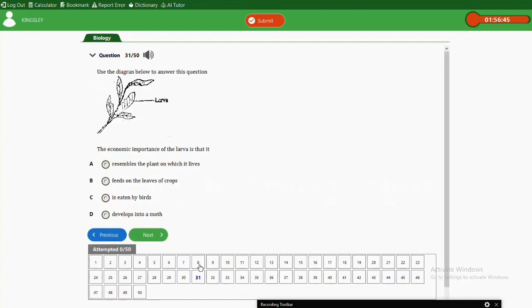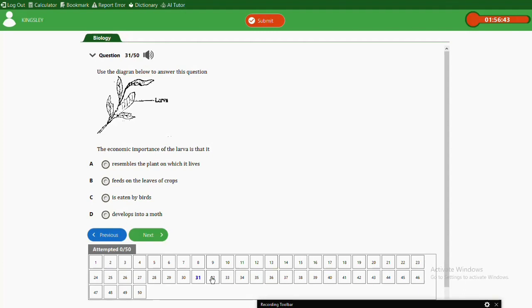So question number 31 says, use the diagram below to answer this question. The economic importance of the larva is that it A. resembles the plant on which it lives, B. feeds on the leaves of crops, C. is eaten by birds, D. develops into a moth. So B is the correct answer to this question.